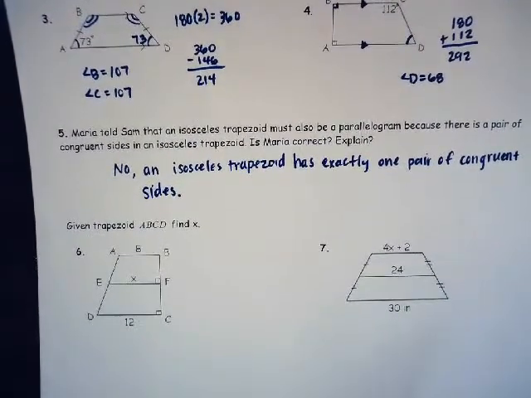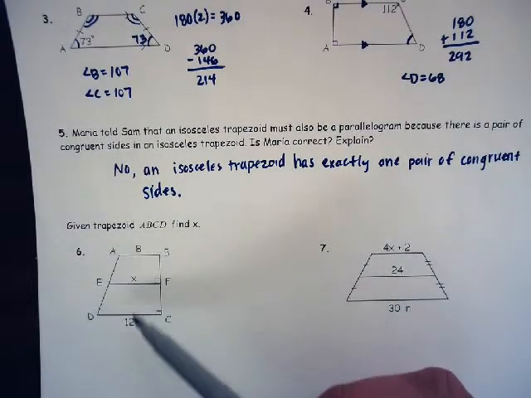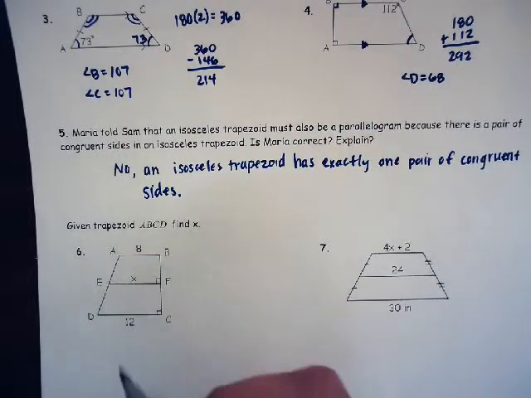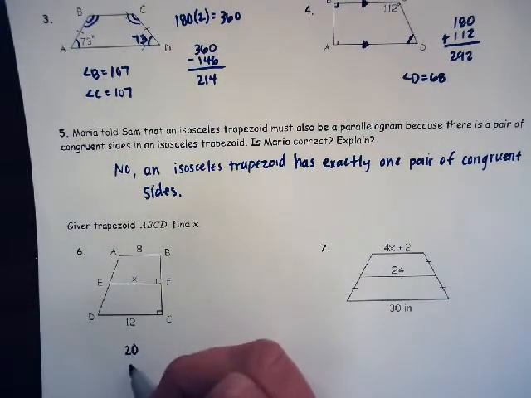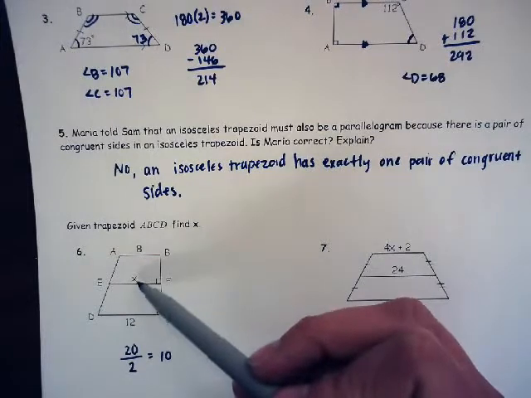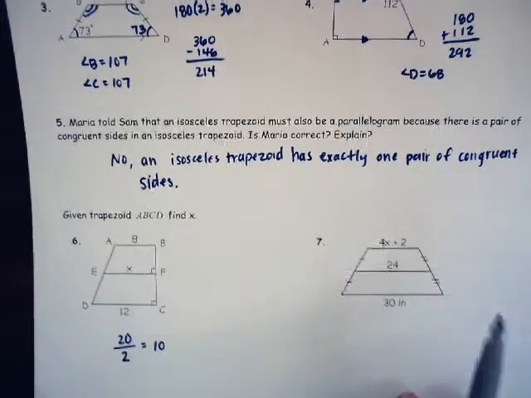So, given trapezoid ABCD, find x. Now this was when we had to average the bases. So to find the average, I add them together. 8 plus 12 is 20. And then when I find the average, that means I have to divide by 2. So that means 10. And that makes sense, because the middle between 8 and 12 is 10. So x would be 10.